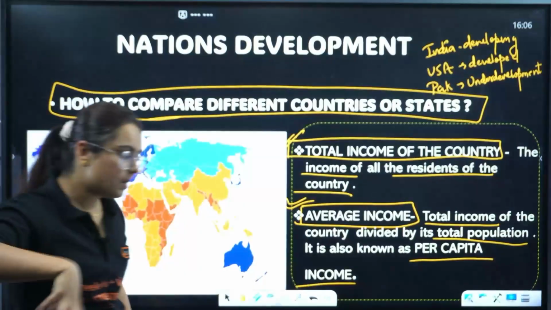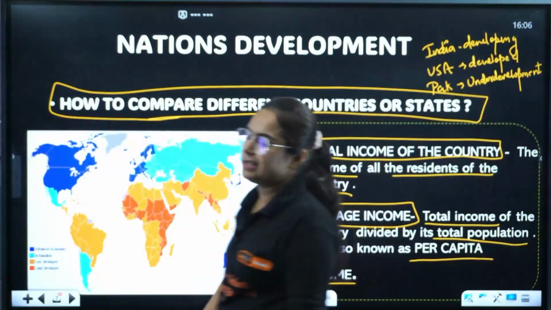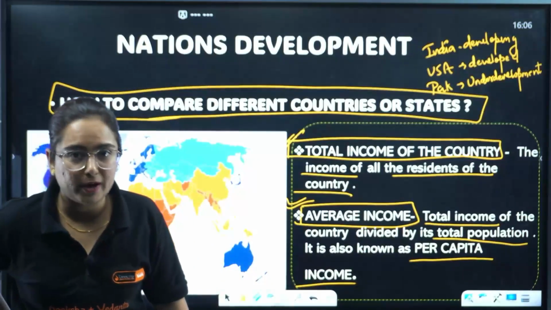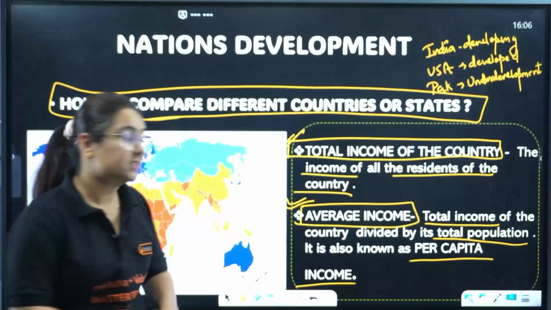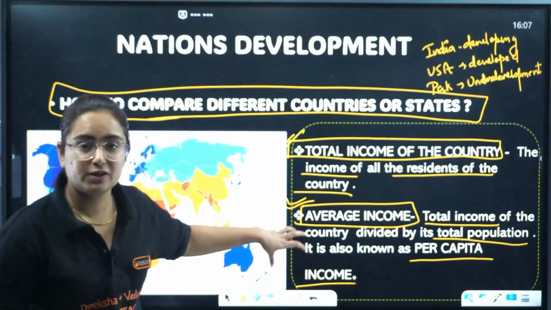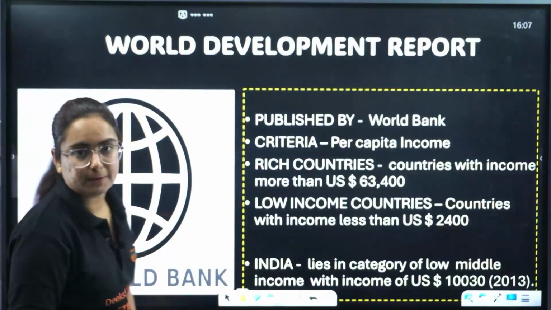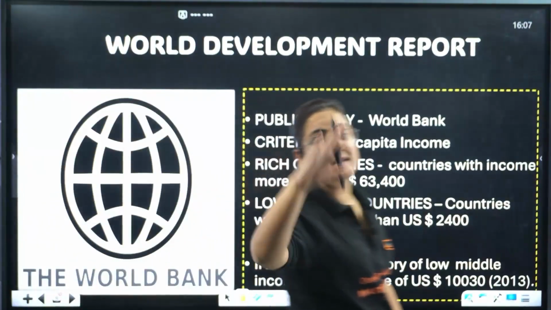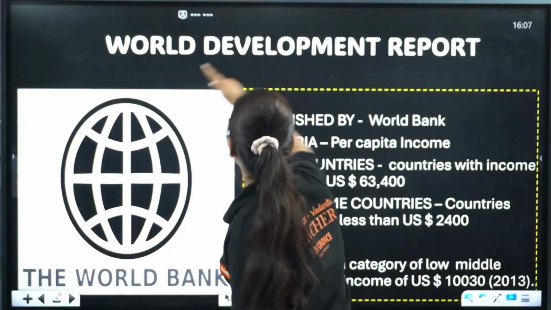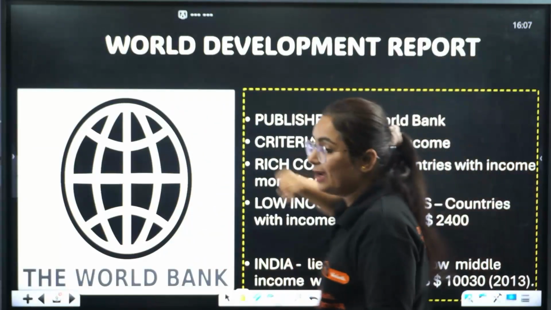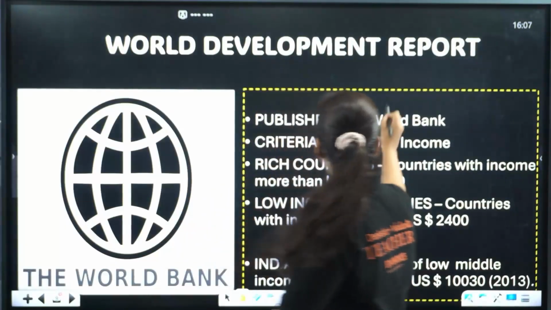That means income of the country per person, basically. Per person income of the country. Got the point? Now we got average income. So, seeing this criteria of average income, the world leader presented its report, and the work was done by the World Bank.